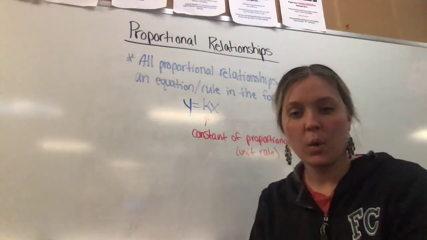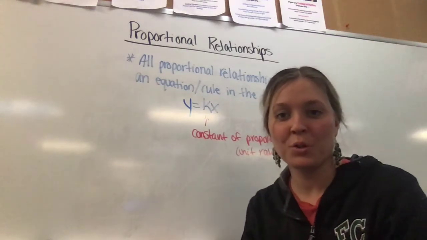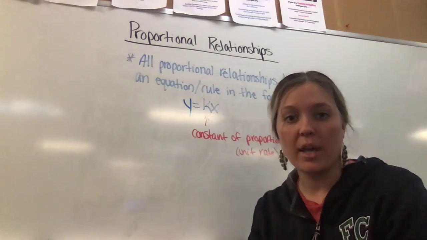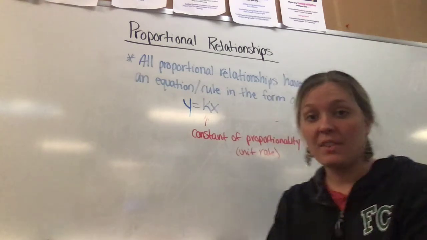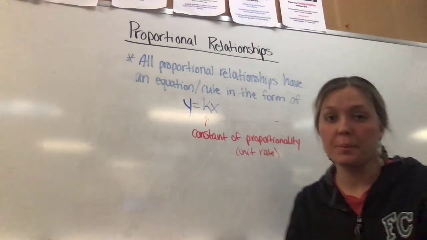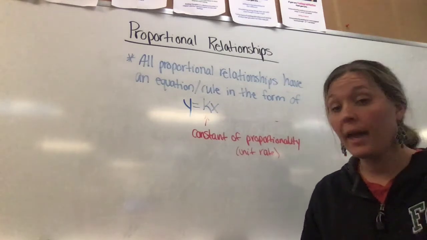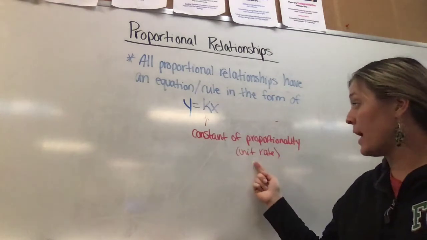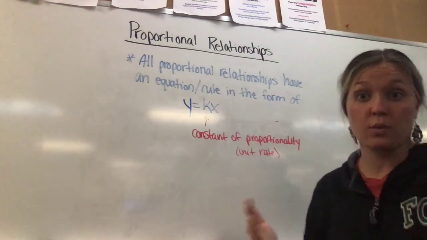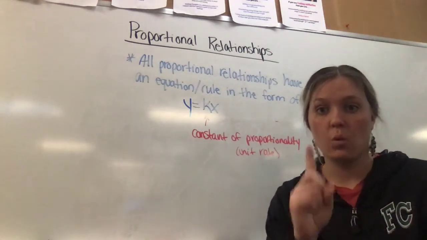Hi, seventh graders. We're just going to talk a little bit more about proportional relationships and talk about a rule or an equation that they follow. So all proportional relationships have an equation in the form of y equals kx, where k represents the constant of proportionality, which really is called the unit rate. So when you think about unit, think 1.